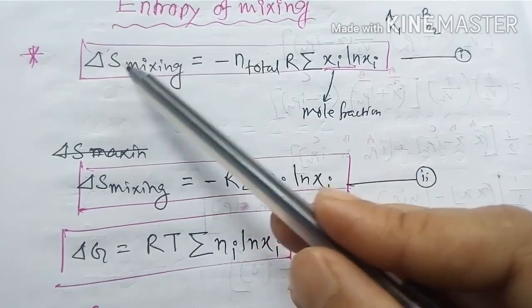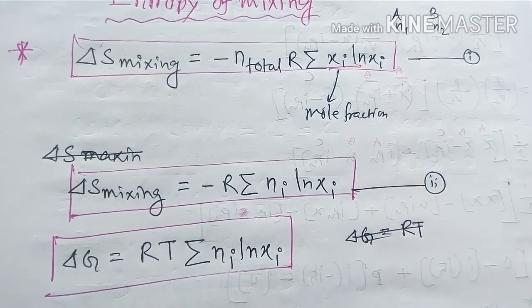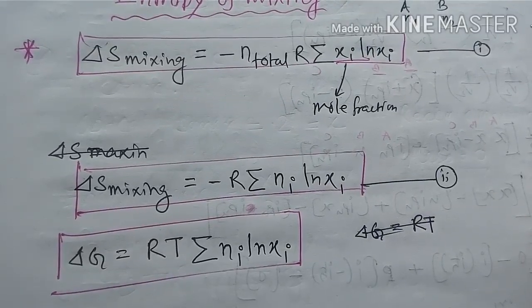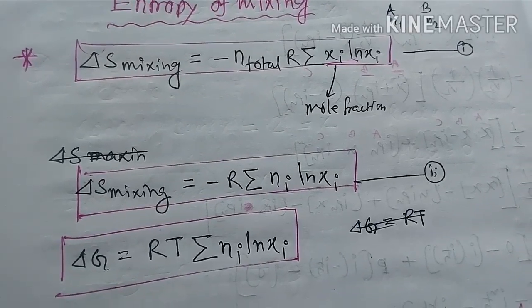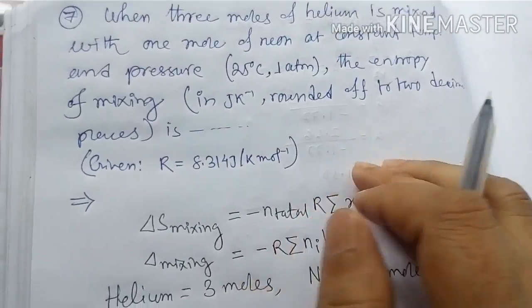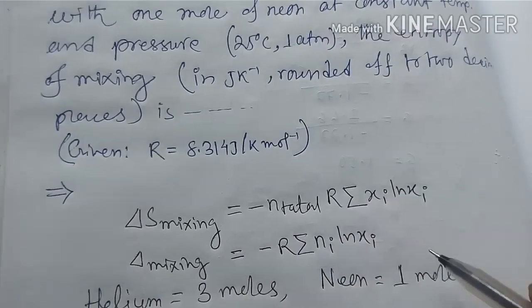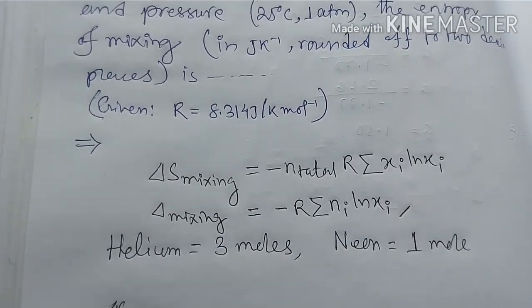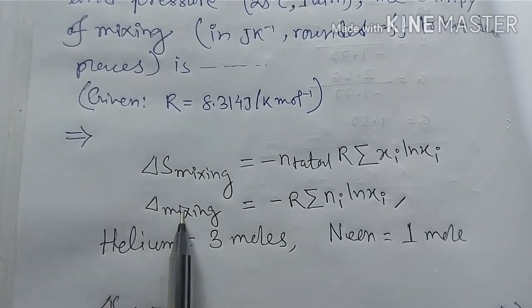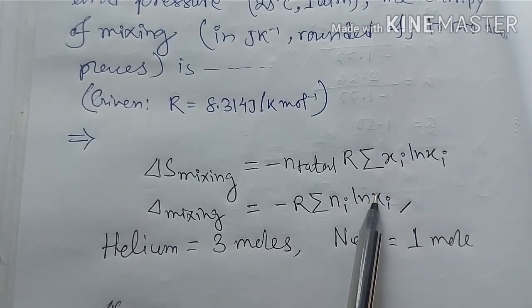Both are delta S mixing, and you can use anyone. This is very important. Now I have to solve this question. This is our formula, this one and this one. Anyone can be used, so I can use this one, which is very easy: delta S mixing equal to minus R summation ni ln xi.